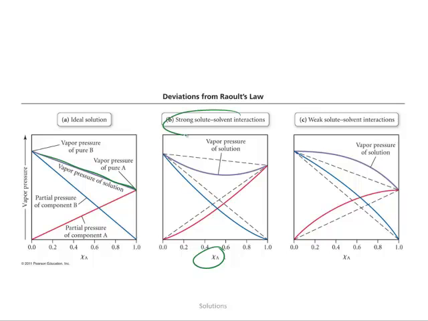If there's a strong solute-solvent interaction, meaning the interaction between the solute and solvent is favorable, it will actually decrease the vapor pressure more rapidly, so it'll take on a concave shape. If it's a very weak solute-solvent interaction, that actually increases the vapor pressure a little bit faster, and we get this convex shape from it.